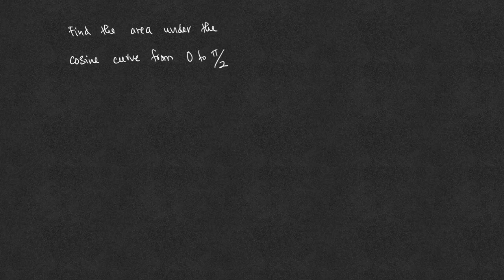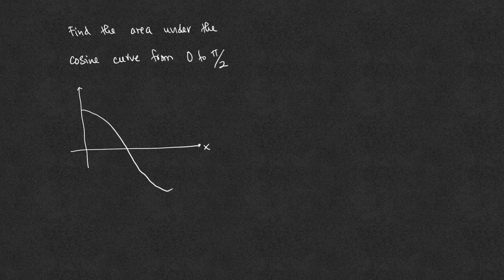Find the area under the curve cosine from 0 to pi over 2. It is optional, but it is highly recommended that we sketch the graph of the function. This is the graph of cosine function, but only from 0 to pi over 2. The area under the curve is assumed to be under the curve and above the x-axis. And this function is y equals cosine of x.